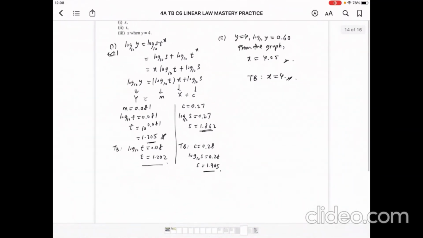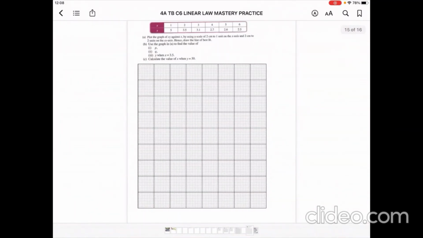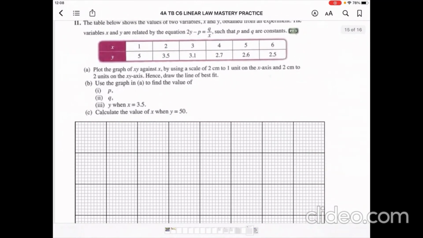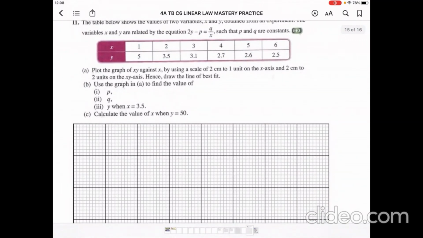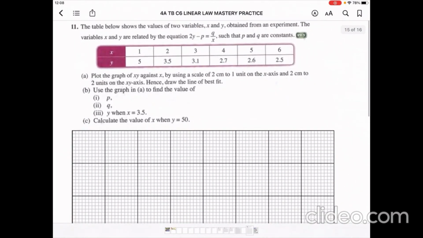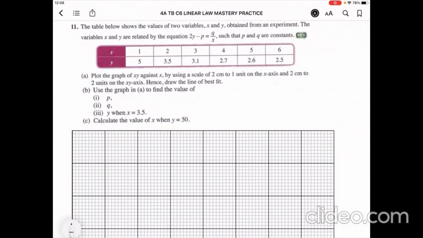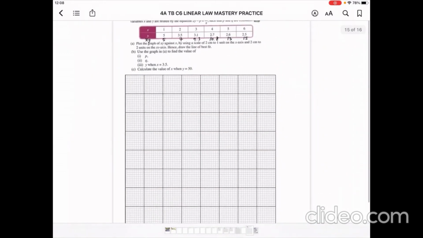Now next question, I think this is the last one. We're supposed to draw a graph of xy versus x. I need xy but don't have space, so I'm going to write xy over here. I need to recalculate my xy. So xy is 1 times 5, which is 5, 2 times 3.5, which is 7, 3 times 3.1, 9.3, 10.8, 13, and 15. Use 2 cm to 1 unit on the x-axis, 2 cm to 2 units on the xy axis.